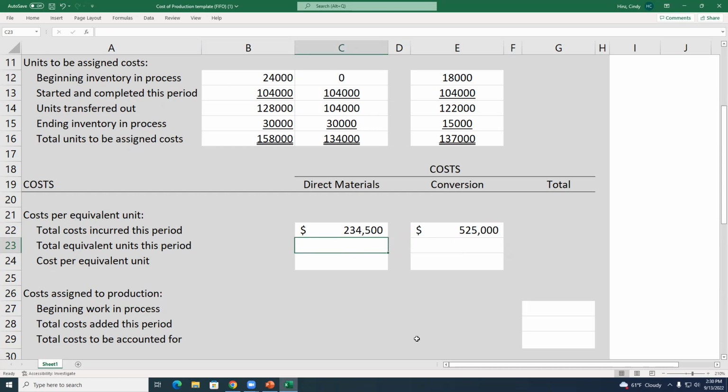So those are dollars that are just given to us in that table of information. We can see them being debited or added to the work in process account. We already know our total equivalent units for direct materials. It's right here, cell C16 in the template. We added direct materials for 134,000 units this month. It's the 134,000 units that we started this month. And so now it's just a matter of dividing the total cost divided by the units to get our cost per unit.